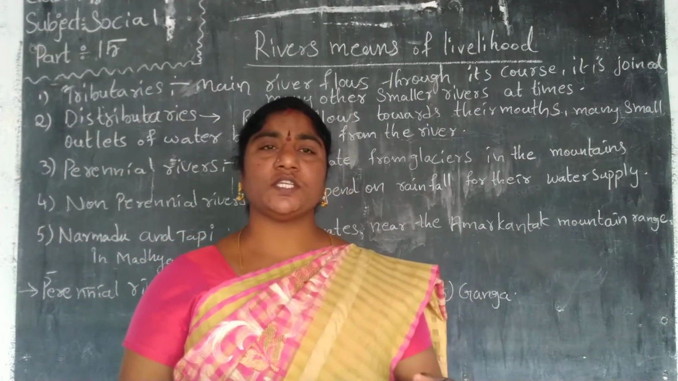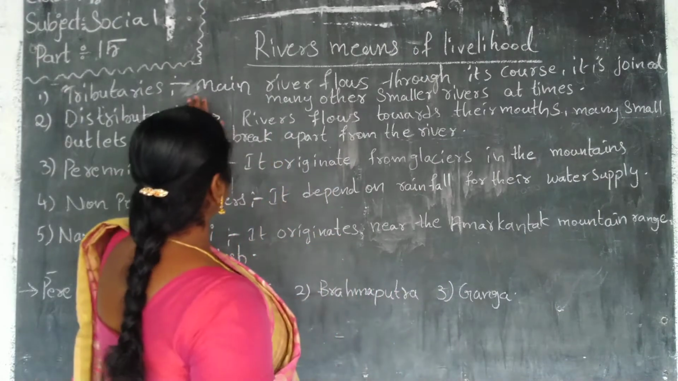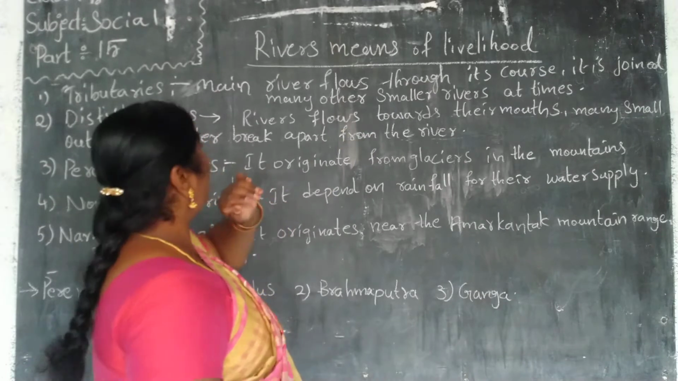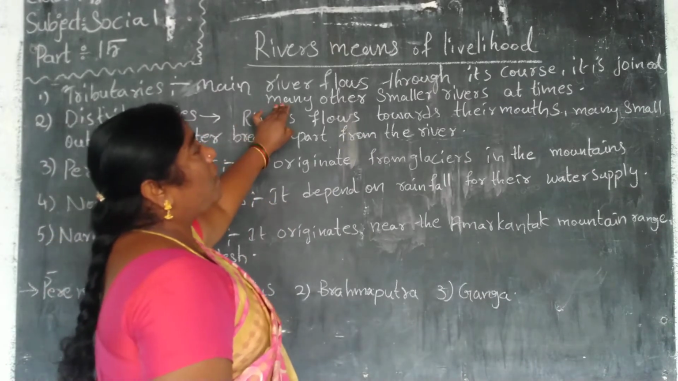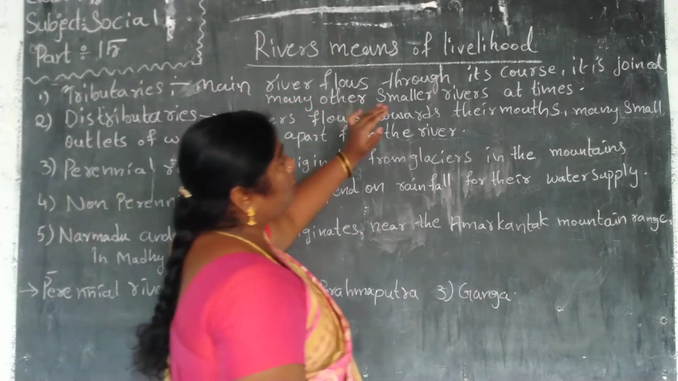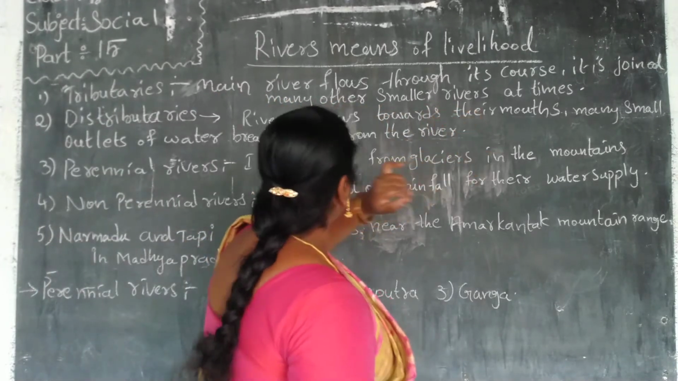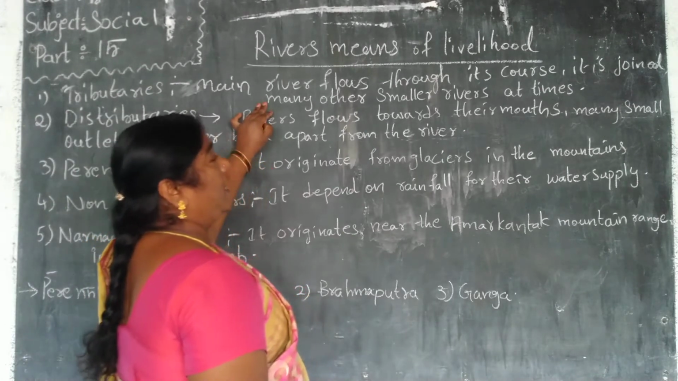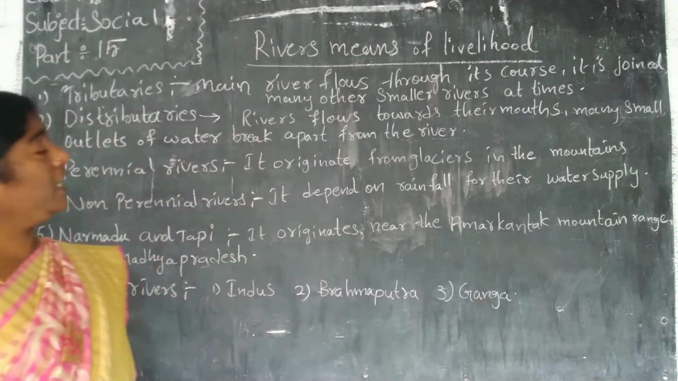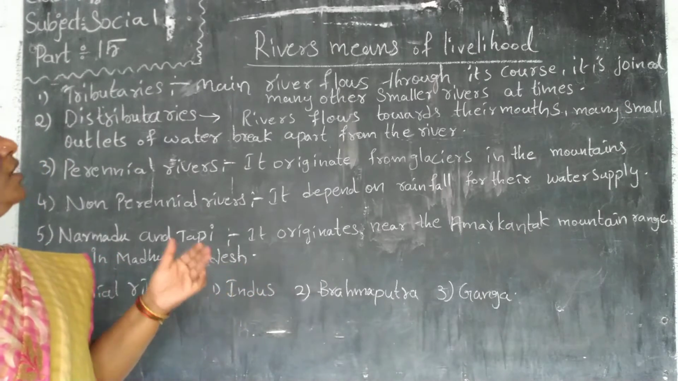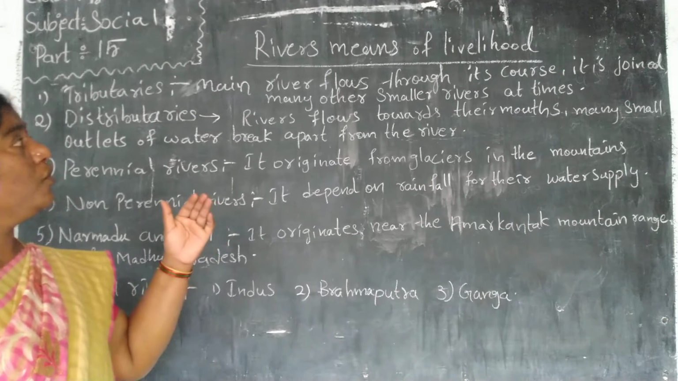Next we have to go to tributaries and distributaries. Tributaries: the main river flows through its course. It is joined by many other smaller rivers at times.